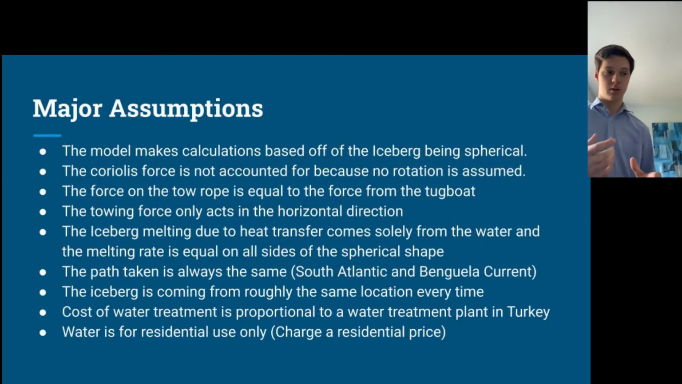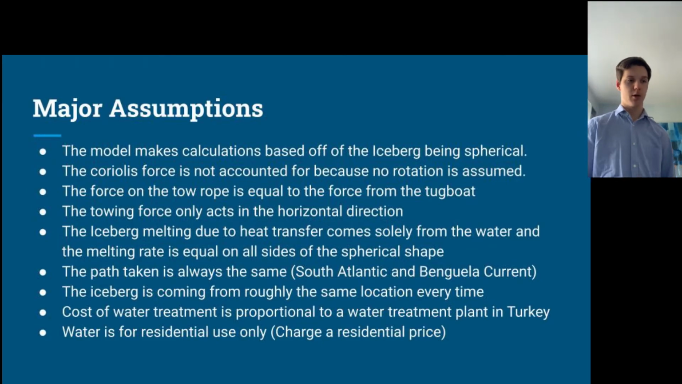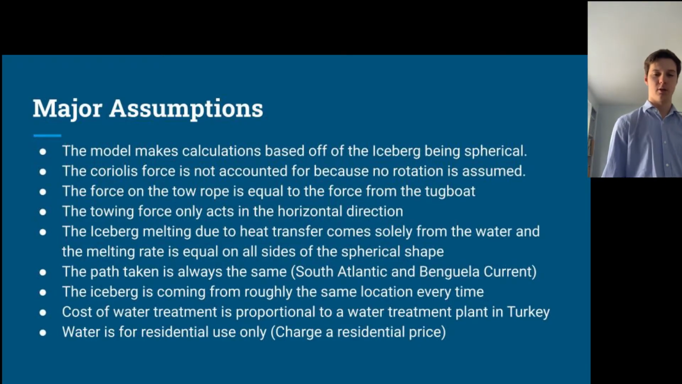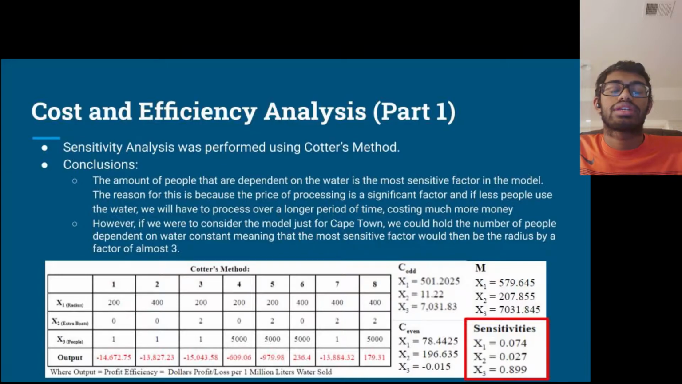We also assumed that the towing force only acted in the horizontal direction, which we know is not totally true, but it really helped to simplify the calculations and created a pretty good estimate. We also assumed that the iceberg melting due to heat transfer came solely from the water and not from the sun. And so we assumed that that rate applied to all sides of the iceberg, even though we know that the top would not melt at the same rate as the bottom. And we also assumed that the path taken and the initial location of the iceberg was about the same every single time.